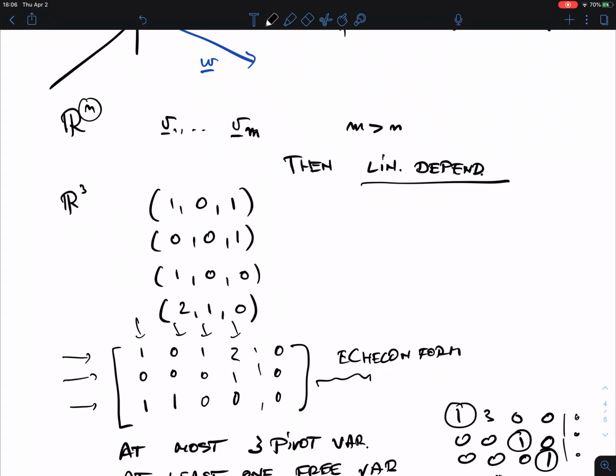That can sometimes be easy if you quickly want to dismiss an example, say, one of the homework problems: oh, there are too many, it has to be linearly dependent. Okay, so that's everything. I'm going to assign some homework problems for it.